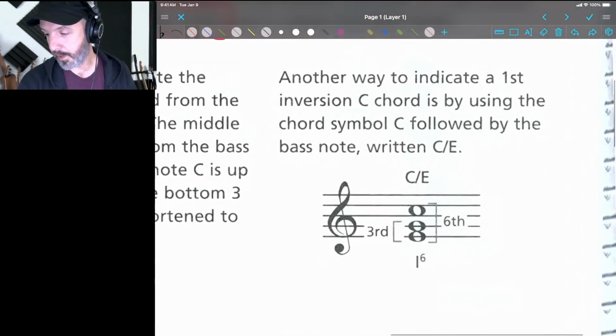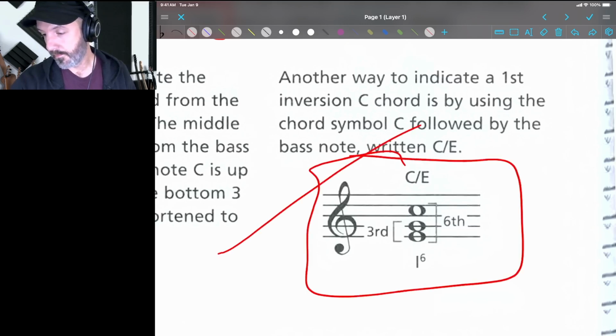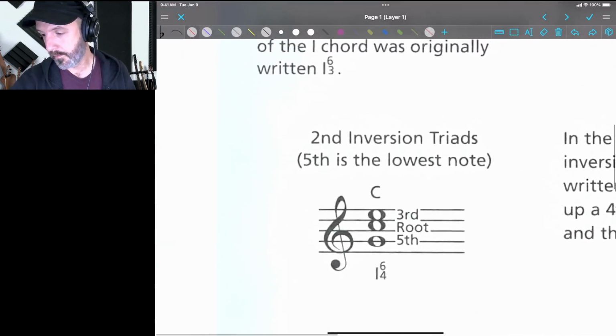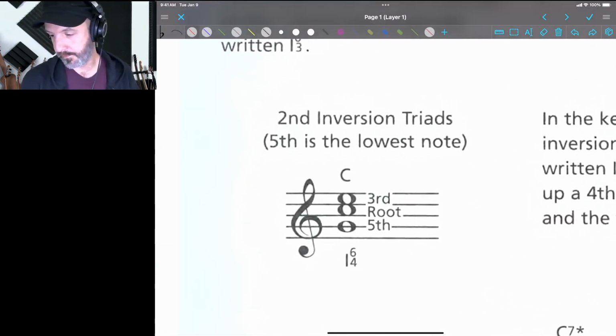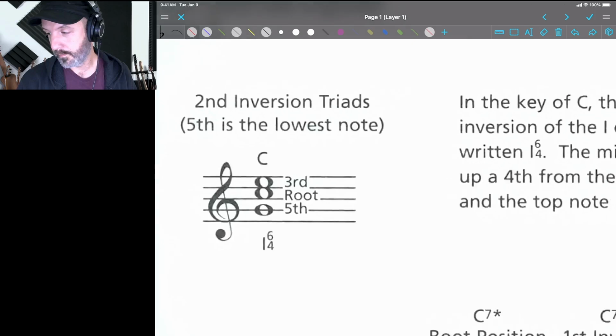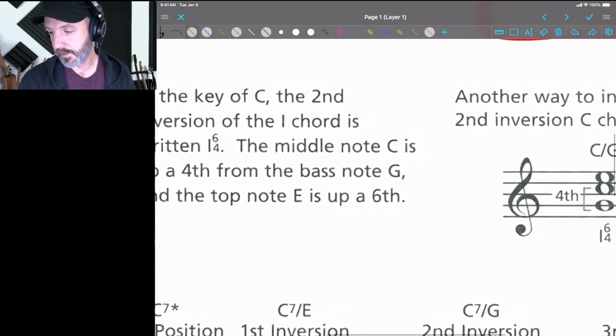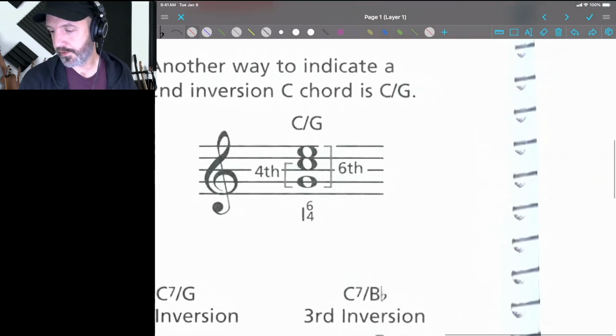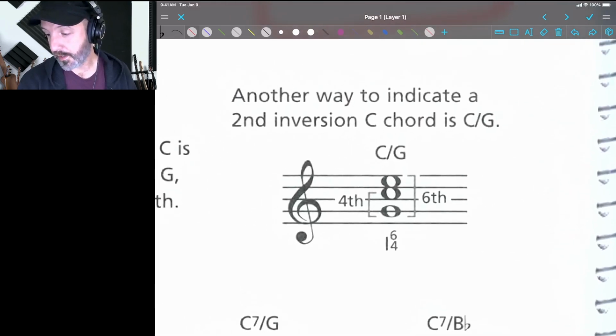You can read that if you want. They might say it better than me. Boom, there it is. Second inversion, 6/4, in the key of C. Same principle. If you just look at the shape of it, there's your fourth, there's a sixth. So they call it a 6/4.